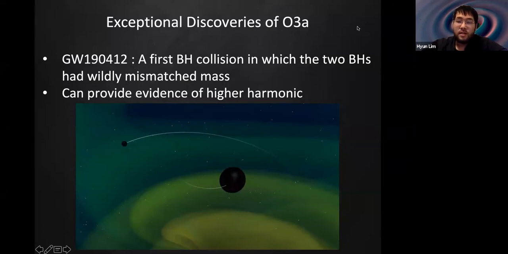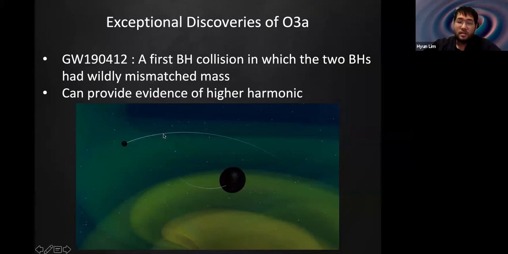This is the first black hole collision in which the 2 black holes have widely mismatched masses, an asymmetric mass. In the first 2 observation runs, the black hole mergers had almost equal masses, like 5 times the mass of the sun with 5.5 times the mass of the sun. It's not that much of a difference. But for this data, the larger black hole has around 30 times the mass of the sun, and the smaller one is around 8.4 times the mass of the sun.